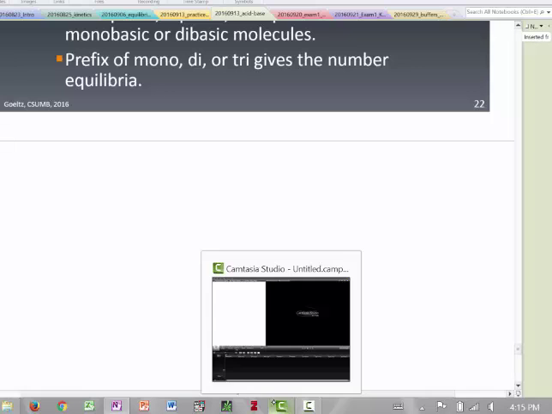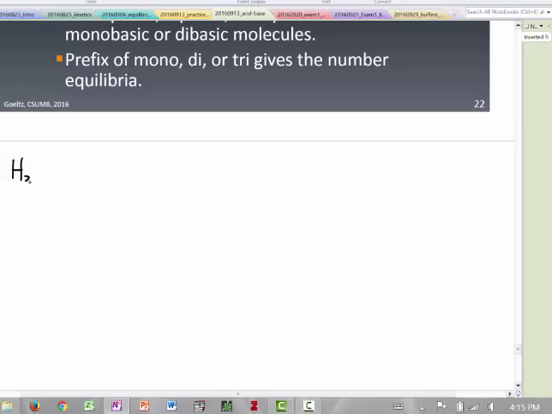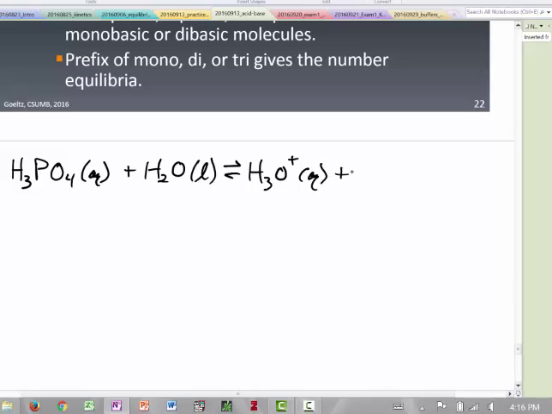Need some space. Okay. Phosphoric acid, H3PO4, reacts with water to give hydronium and what? Well, if H3PO4 lost one proton, lost one H+, you need to figure out what's left. Yeah, so keep that molecule but give up a proton and give up a charge. So instead of being neutral, it'll be one minus.